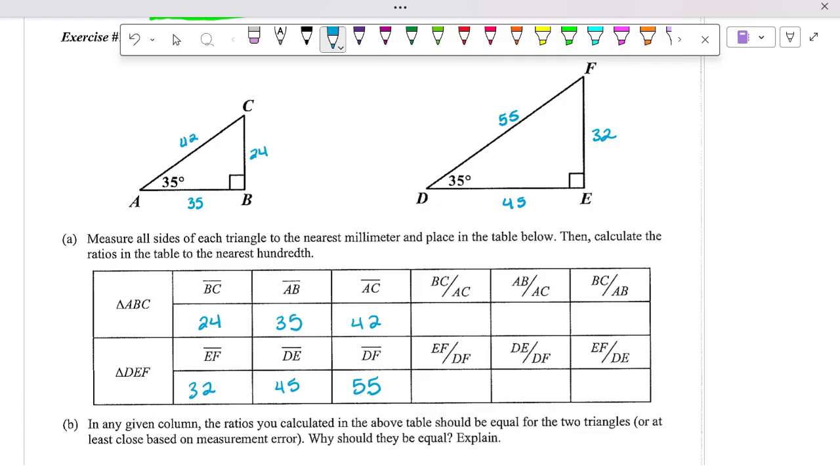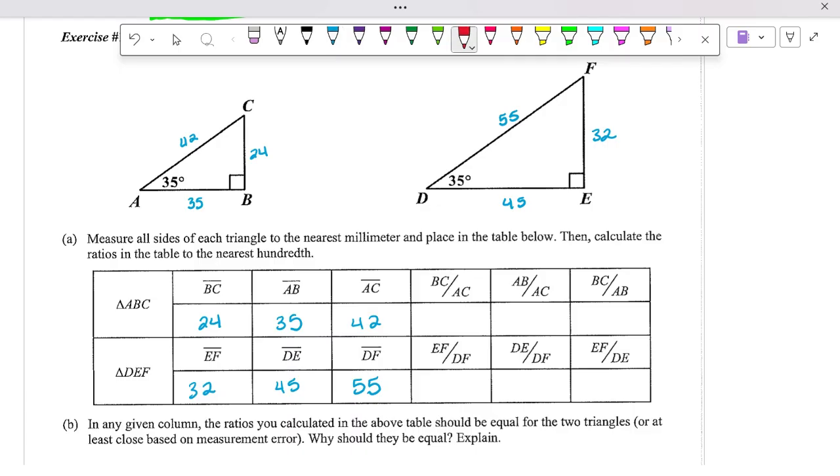Now, what do you guys notice about how they lined up the sides? So in the table, why did they line up the sides the way they did? Or why they order those sides the way they did? What do you notice? Right. So in other words, in the same column, you have the corresponding sides. All right. So BC, its corresponding side is EF. AB, its corresponding side is DE. AC, its corresponding side is DF. All right. Which make these ratios a lot easier to find.